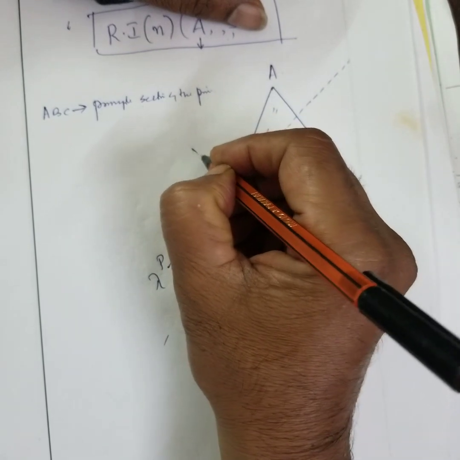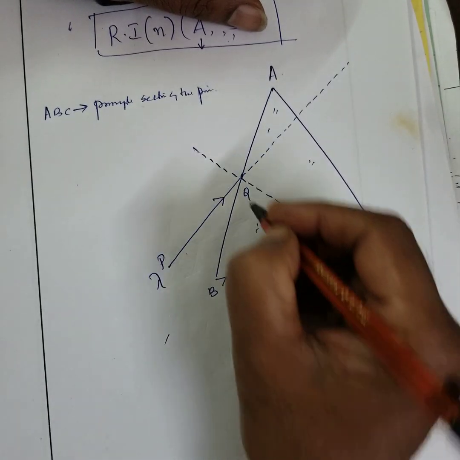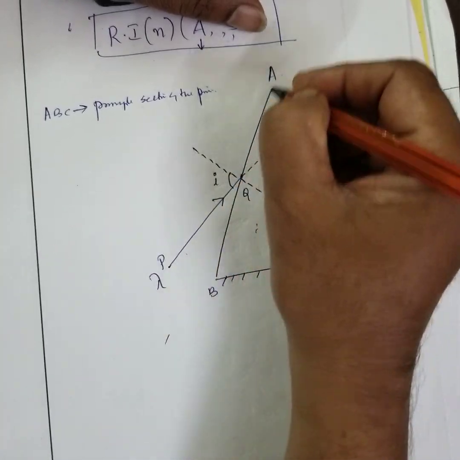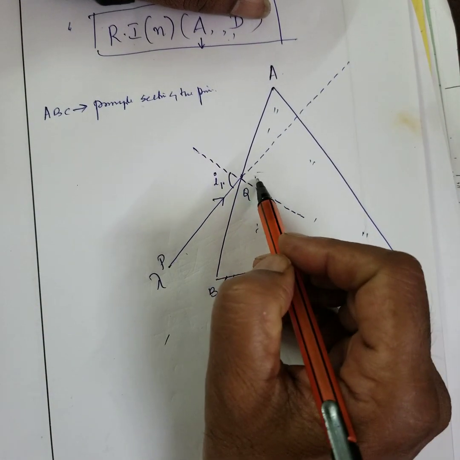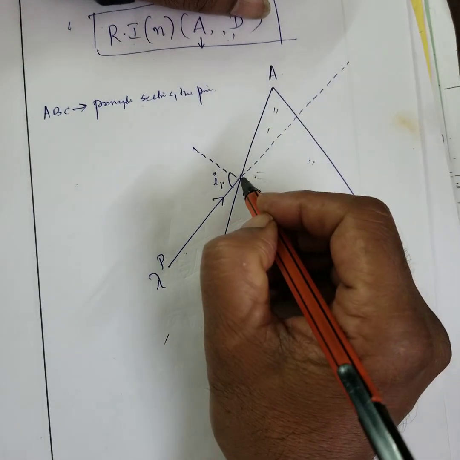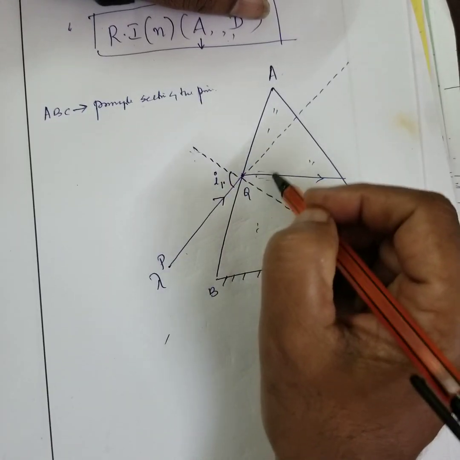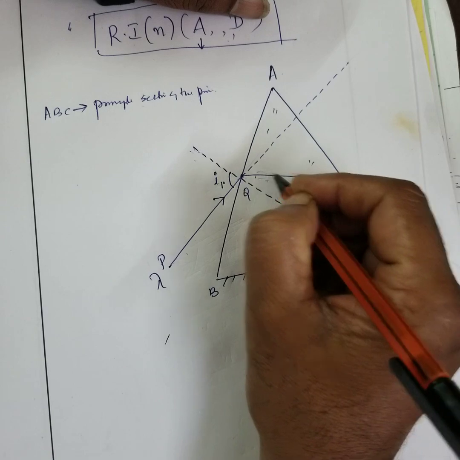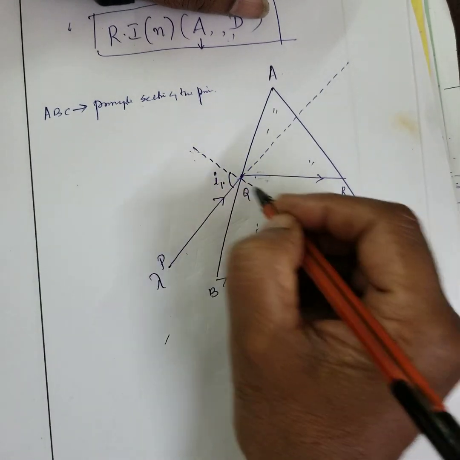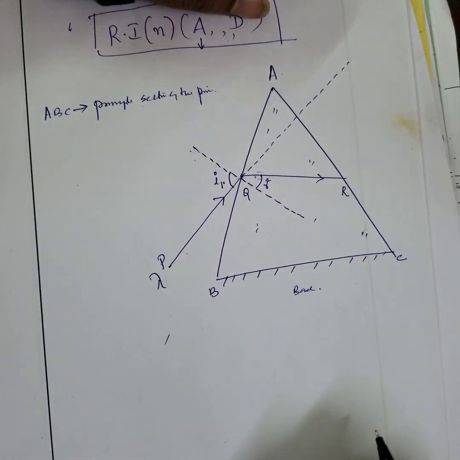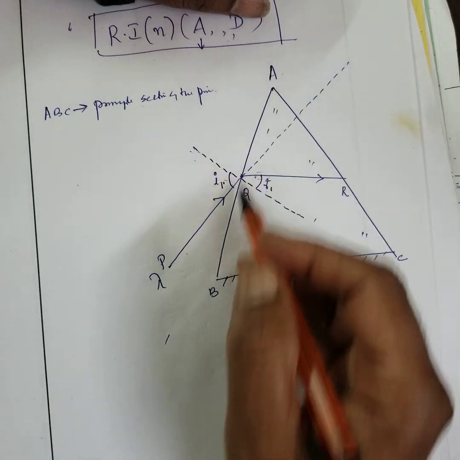At the point of incidence, draw a normal. This will be the angle of incidence for the first surface. This is I1. When light travels from a rarer to a denser medium, it will not go straight. It will bend towards the normal. The angle between the normal and the refracted ray QR is called the angle of refraction. This is R1, because refraction takes place on the surface AB.